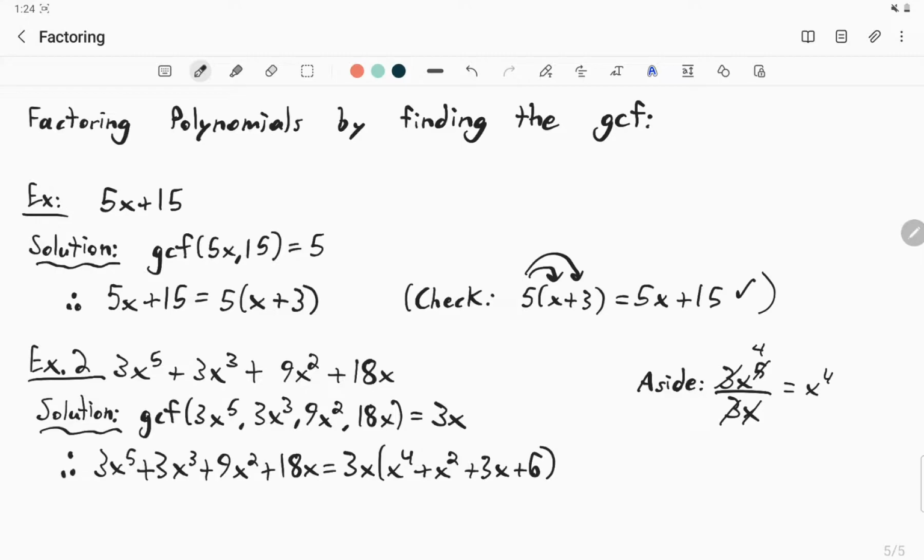I hope this makes sense. I hope it's helpful. So that's essentially how you factor polynomials, by finding the GCF. You find the GCF of each term in the polynomial, of all the terms in the polynomial. You pull it out. You can check your work by multiplying it back through.